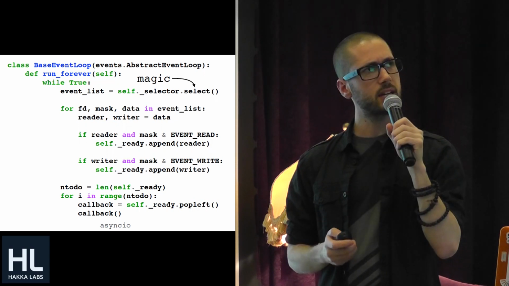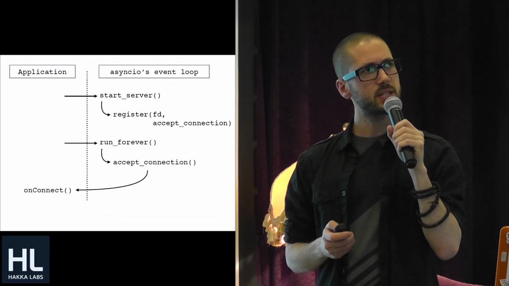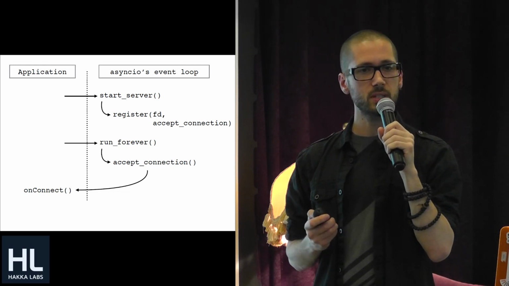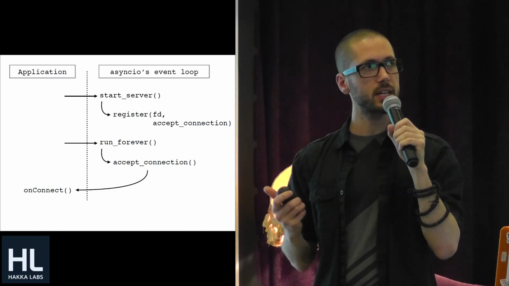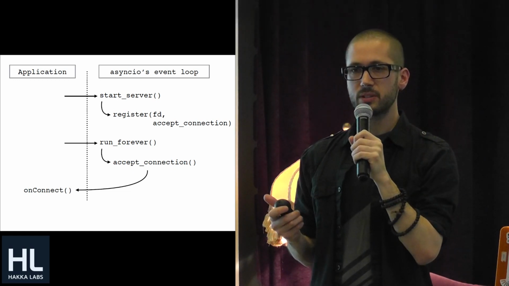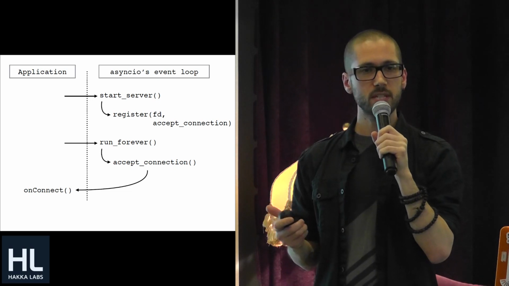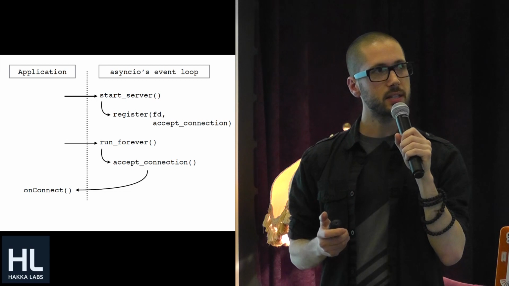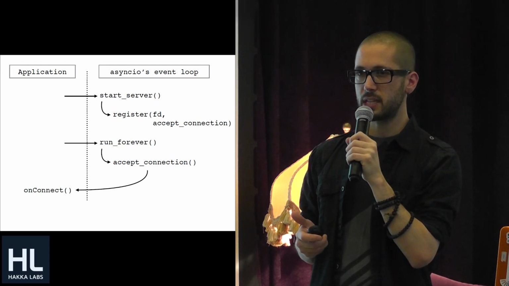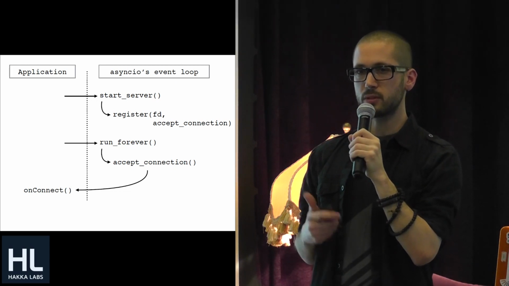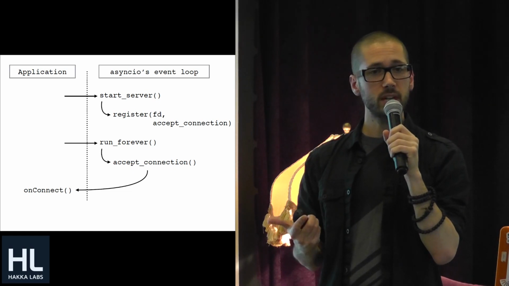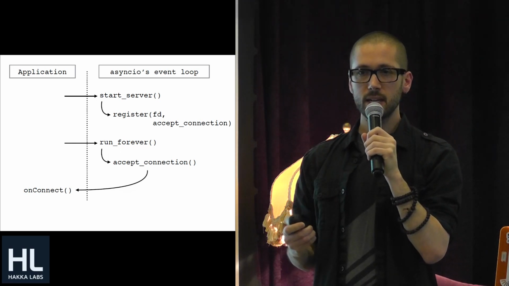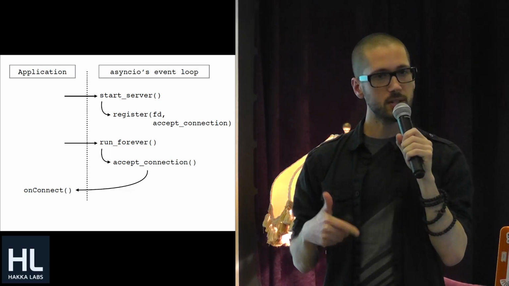So I believe that I have explained how async works. Quick review, we start a server. The server binds the socket and registers its file descriptor and tells the event loop to execute accept connection when the descriptor becomes ready for reading. Then we return to the application, which calls loop.runForever. Run forever finds out that a client has connected, and it calls accept connection, and that calls back into our application and calls on connect.